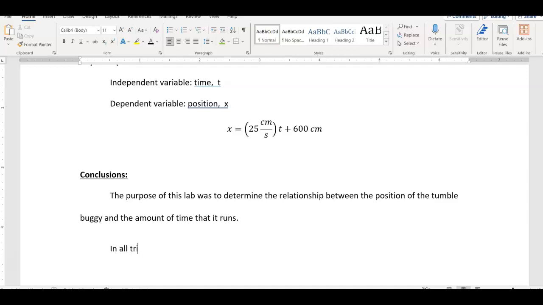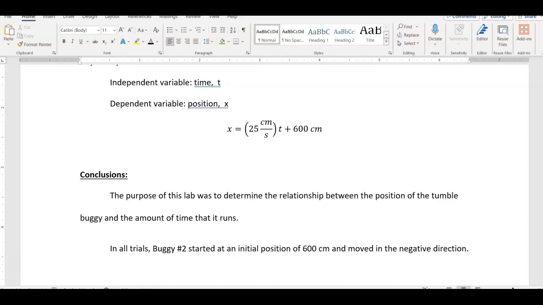In all trials, buggy number 2 started at an initial position of 600 centimeters and moved in the negative direction. Okay, that sentence just very quickly summarizes the key constants in this experiment.